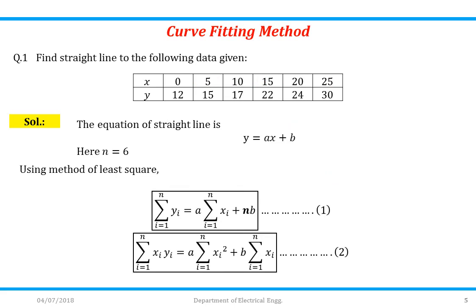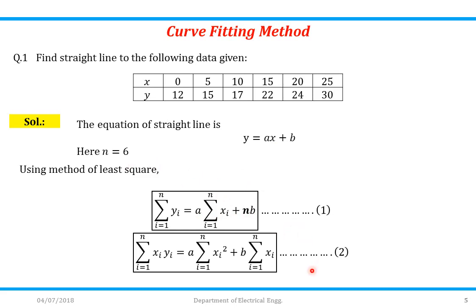So using the least squares method, we can write the equation of the straight line as y equal to ax plus b. Apply summation here: summation y equal to a, the constant, times summation x, plus n into b. Here n is nothing but the number of entries.